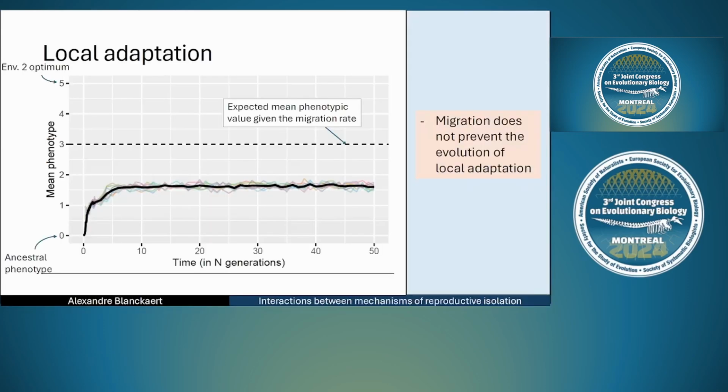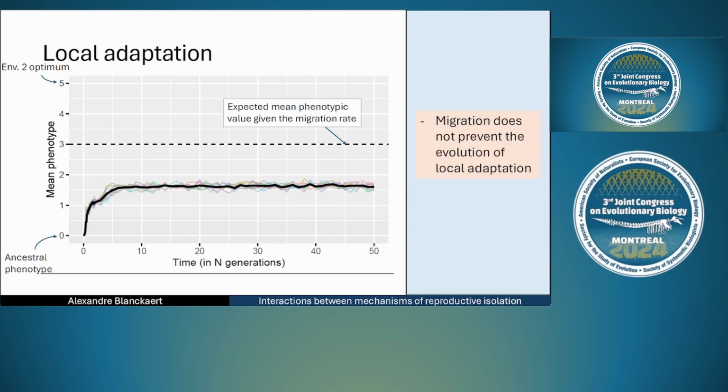So first, local adaptation. Now we have this plot, and they are going to be a bit similar for the next few slides. On the x-axis, it's the time in N generations. So we let the population evolve for up to 50 N generations. On the y-axis, you have the metric of interest. In that case, it's the mean phenotype of the population. 0 corresponds to the ancestral phenotype. Up to 5, you have the optimum of the environment. The dashed line is what you should expect if you had infinitely strong selection, because of migration-selection balance. The colored lines are each of the replicates, and the black line is the mean across these replicates.